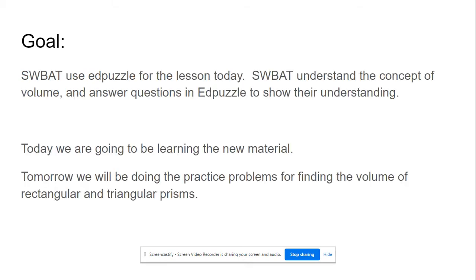So today, we're going to be looking at using Edpuzzle for our lesson. We're going to be using it through the concept of volume, which is our next topic that we're going to be looking at for our unit. We're going to begin the standard for the volume. We're going to be using Edpuzzle just to help us to understand what we need to do for our concept. So today all we're going to be doing is learning the new material, and then tomorrow we're going to be doing the practice problems for the volume of rectangular and triangular prisms.